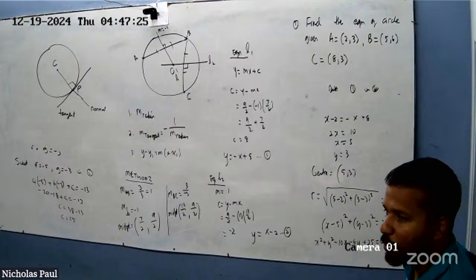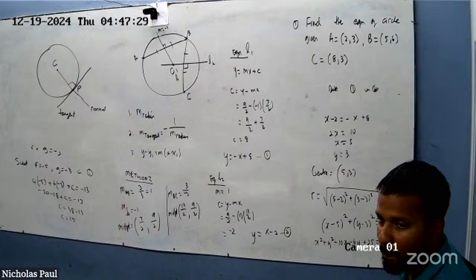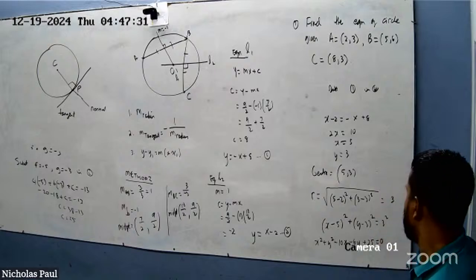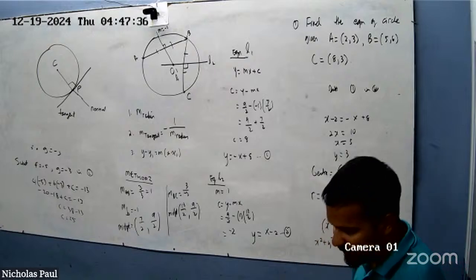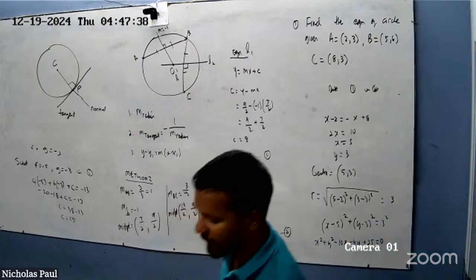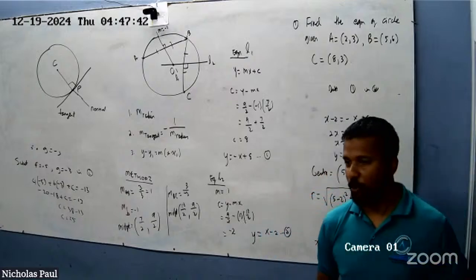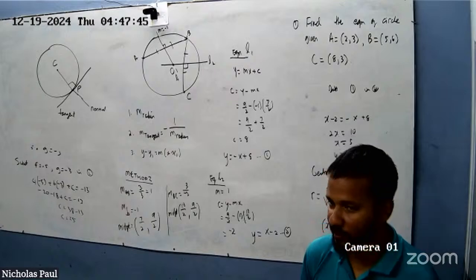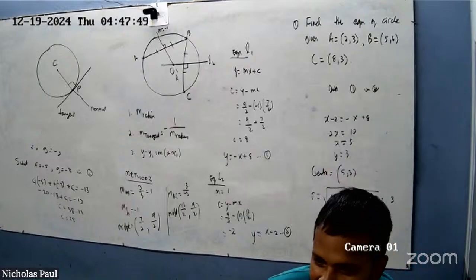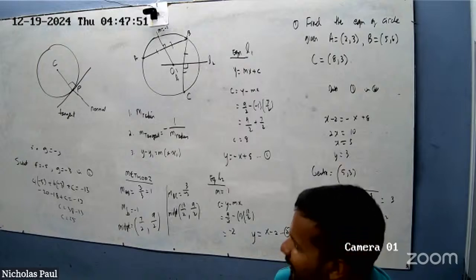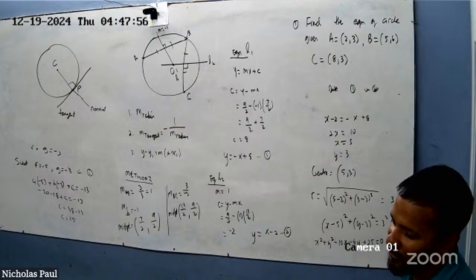And last thing, note that the gradient of the normal is the same as the gradient of the radius. Sorry about that. So the gradient of the normal is equal to the gradient of the radius.